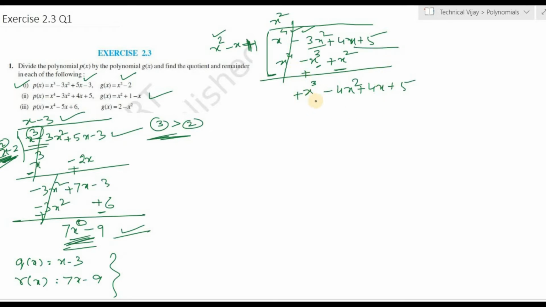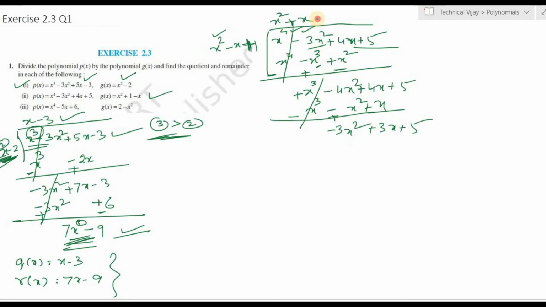So now, this is x cube, so we will multiply by plus x. Plus x means x into x square is x cube, minus x square, plus x. So minus, plus, minus, this is cancelled. Minus 4x square plus x square is minus 3x square. Here minus, this is plus, so plus 3x plus 5.